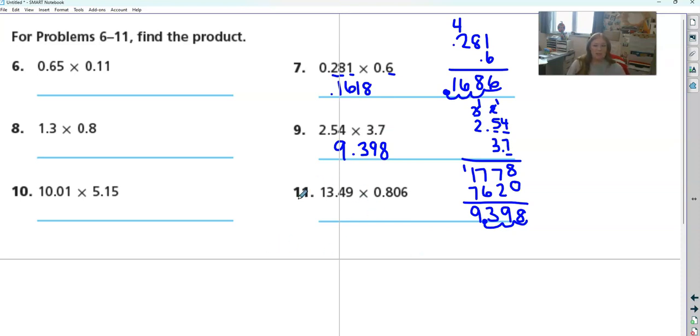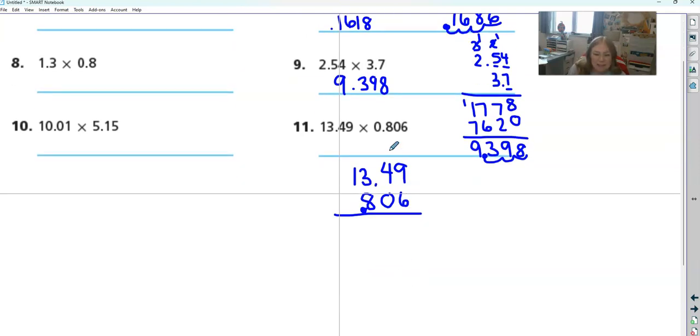Okay, and I'm going to do number 11 with you, and there's not a nice one to put on the bottom. We're going to have to multiply by 3 numbers here. So 13.49 and then we have 8.806. Okay, so we're multiplying everything by 6 first. So 6 times 9 is 54. 24 plus 5 is 29. Now here's 6 times 3 is 18, 19, 20. 6 times 1 is 6, 7, 8.